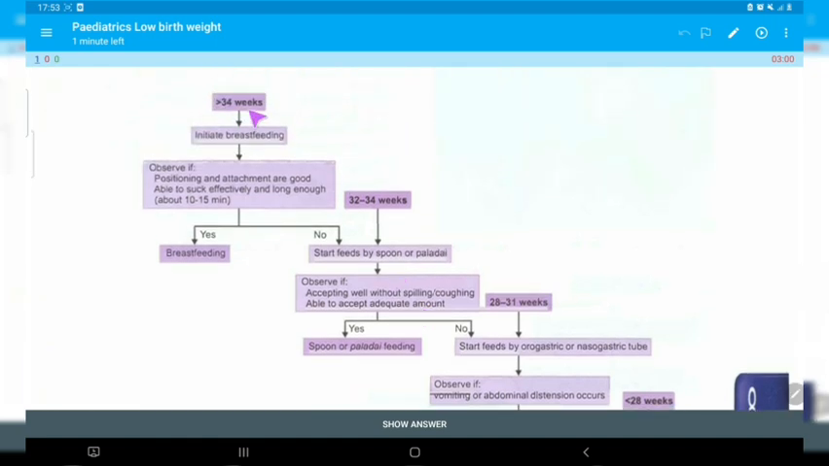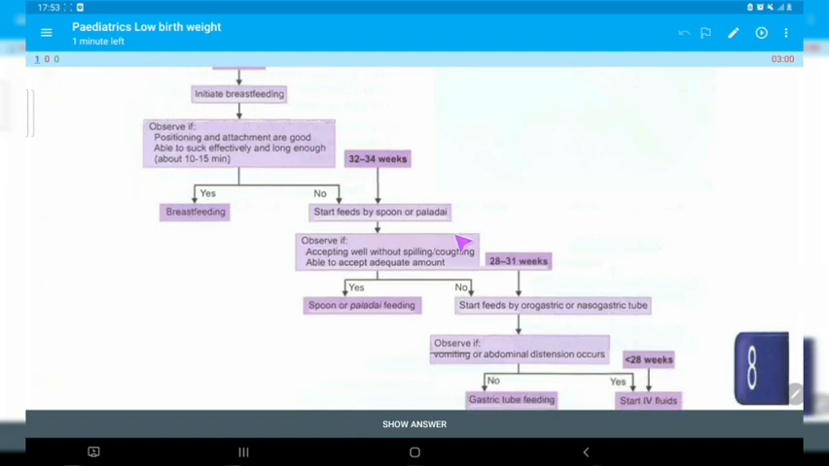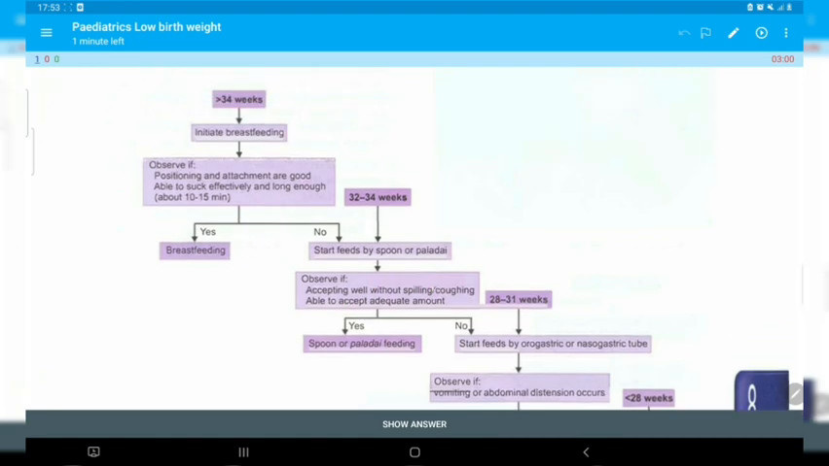If the baby is more than 34 weeks, initial breastfeeding. Observe if positioning and attachment are good, and the baby is able to suck effectively and long enough. Then we can continue the breastfeeding. If not, then we have to start feeds by spoon or paladai. Observe if the baby is accepting. If there is no adequate breastfeeding, we can also do spoon or paladai feeding. That is the mode of feeding the baby after 34 weeks.